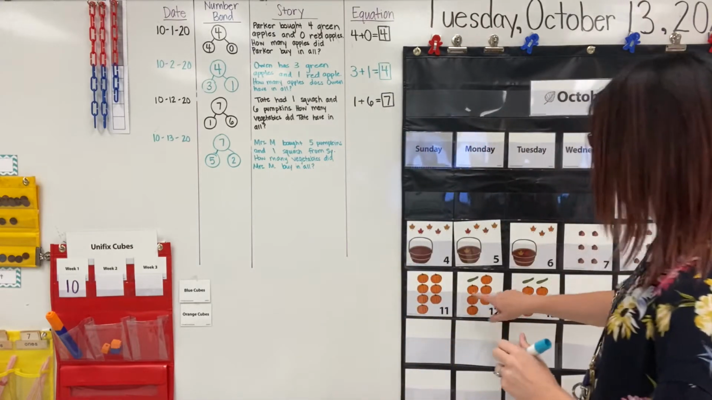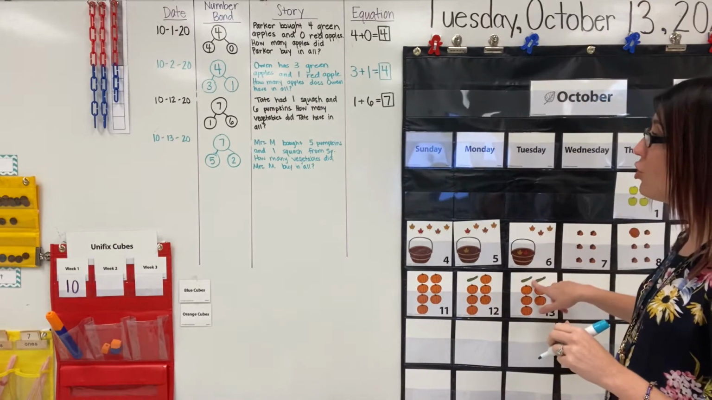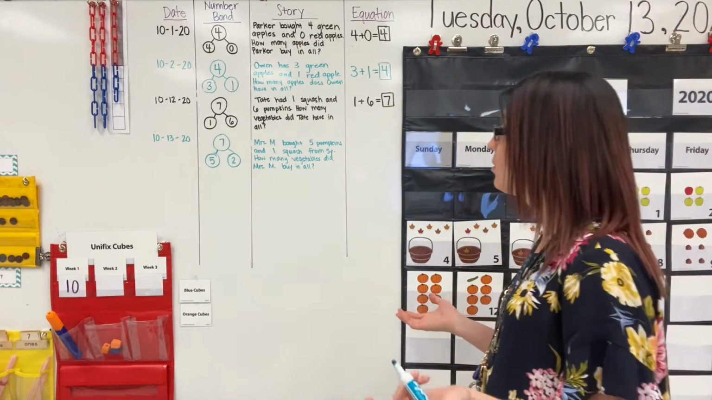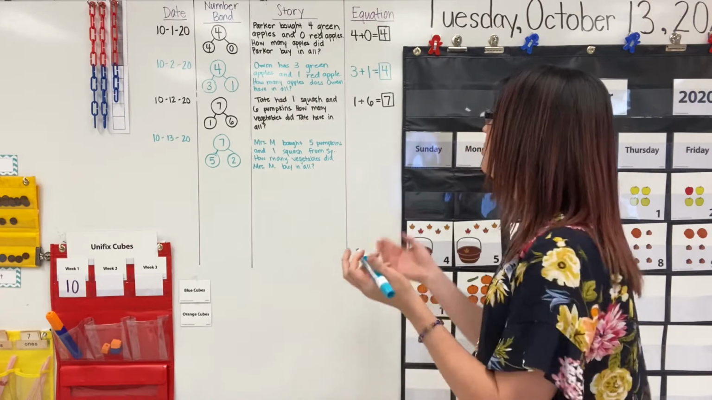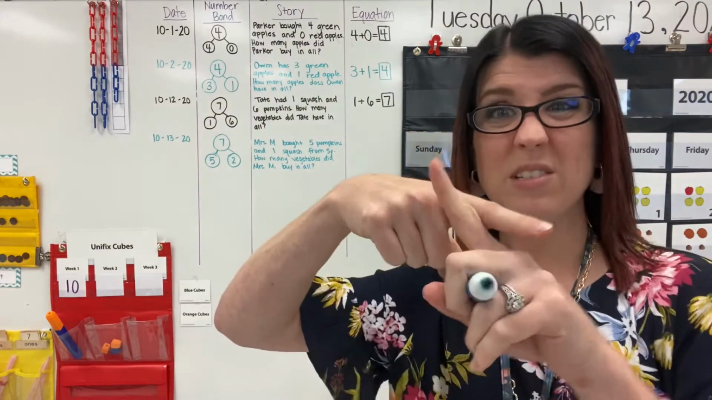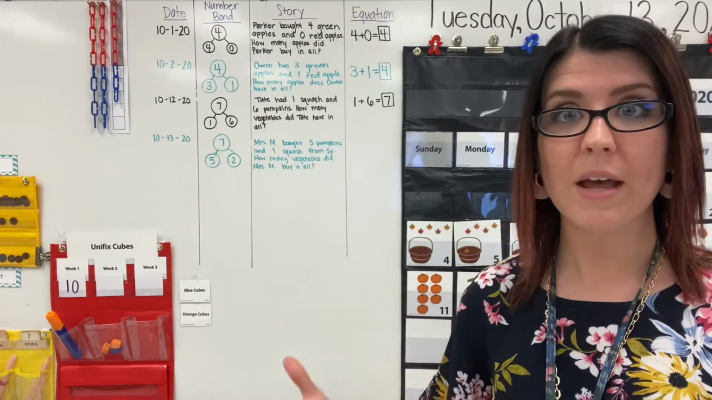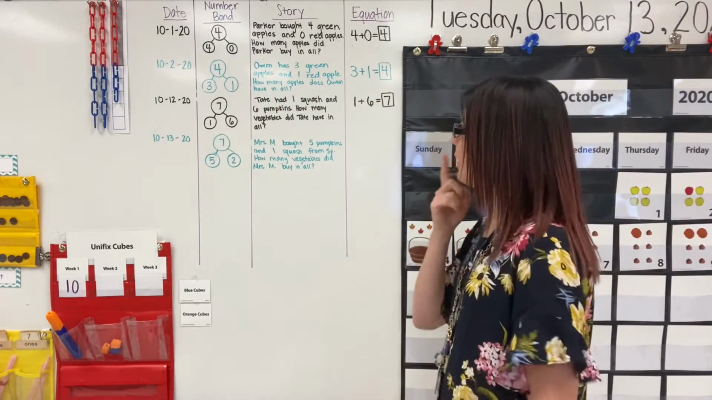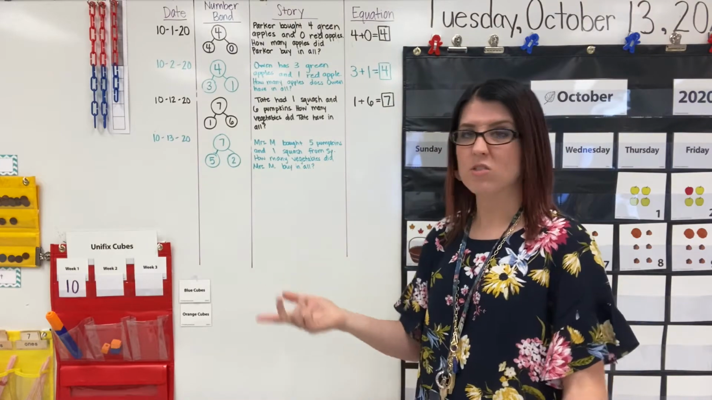Mrs. Mitchell bought 5 pumpkins and 2 squash from Cy. How many vegetables did Mrs. M buy in all? So we're going to turn that into an equation. An equation uses numbers and symbols like pluses or minuses to tell a story with numbers. So let's think about this. I bought 5 pumpkins, right? So let's put my 5.